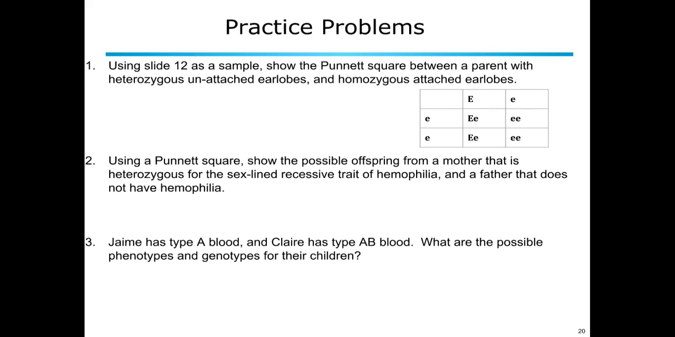Okay, so here's my answer. The Punnett square between a parent with heterozygous unattached earlobes, which is at the top, and homozygous attached is on the left-hand side, and here are your possible 4 children. So here's hemophilia. Because it's a sex-linked trait, it's important to use the X and Y when you do your Punnett square and not just the capital H and lowercase h. This is also in our Amoeba Sisters video.